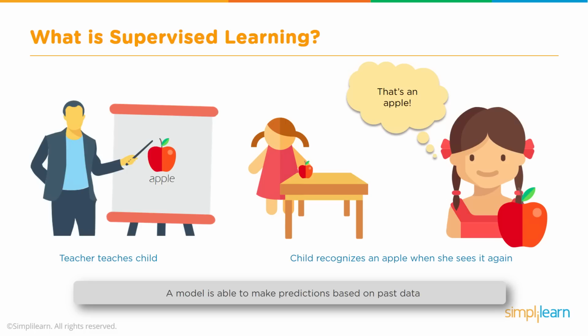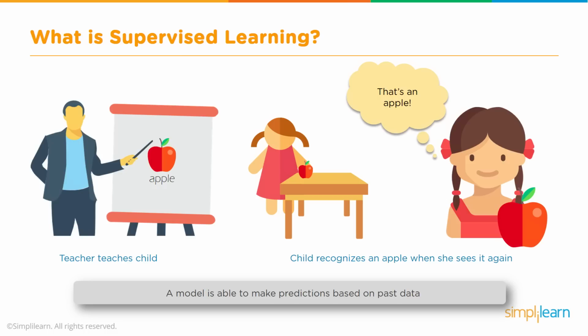Alright, so let's start with what is supervised learning. Supervised learning is one of the two main types of machine learning methods. Here we use what is known as labeled data to help the system learn. This is very similar to how we human beings learn. So let's say you want to teach a child to recognize an apple. How do we do that?